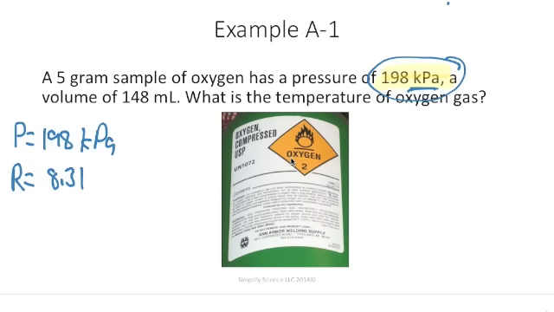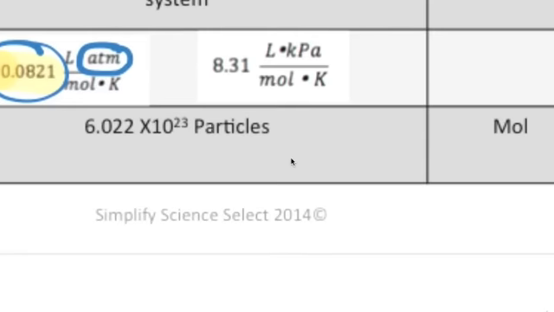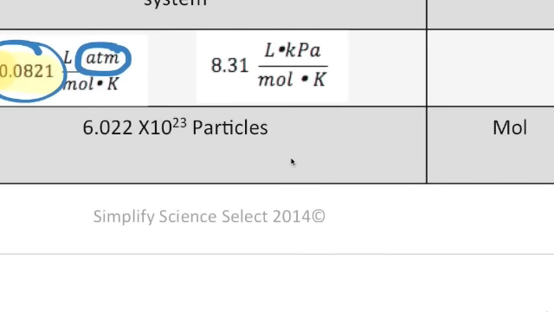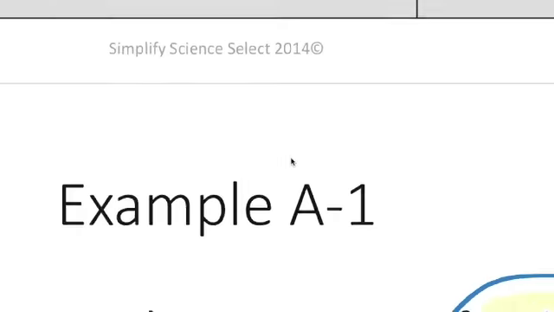Now, the other thing that we have is a volume, but remember our volume has to be in liters, because if you look at the units for our ideal gas law constant, it is liters, kPa, moles, and Kelvin. So we have to have those units to be able to use that R value.